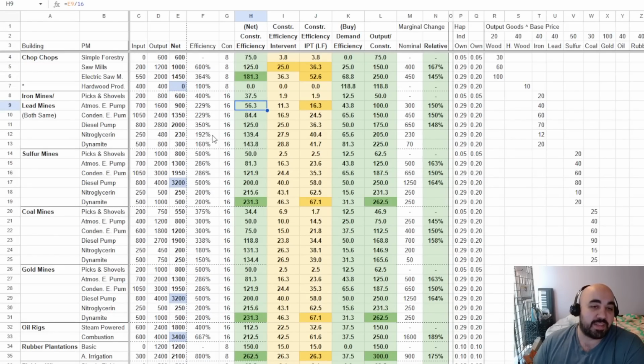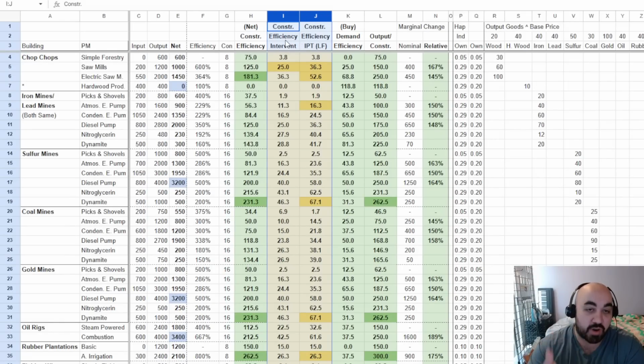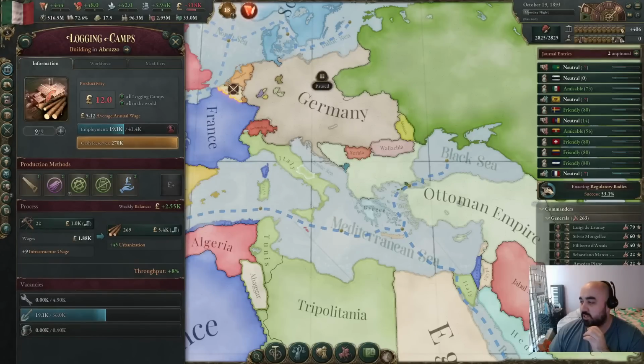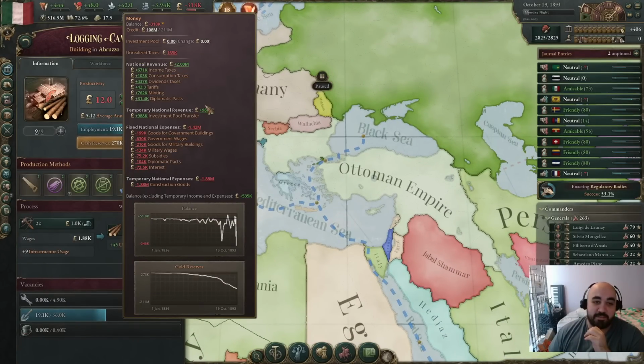But this isn't the be-all, end-all. This is an important thing to look at, but actually throughout most of the early and the middle game, you really care about investment pool transfer. It's an enormous percentage of your ability to construct new buildings. And so I think we'll just come back into Victoria 3 for a second, because we don't want to sweat a spreadsheet forever, and we'll take a look at investment pool transfer here. This is going to be an enormous percentage of your income for a really long time.